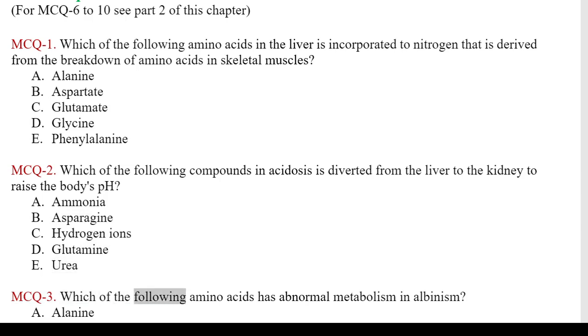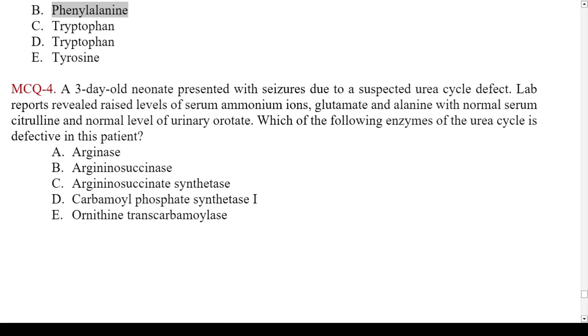MCQ 3. Which of the following amino acids has abnormal metabolism in albinism? Alanine, phenylalanine, tryptophan, tyrosine. MCQ 4. A 3-day-old neonate presented with seizures due to a suspected urea cycle defect. Lab reports revealed raised levels of serum ammonium ions, glutamate, and alanine with normal serum citrulline and normal level of urinary orotate. Which of the following enzymes of the urea cycle is defective in this patient? Arginase, argininosuccinase, argininosuccinate synthetase, carbamoyl phosphate synthetase I, ornithine transcarbamylase.